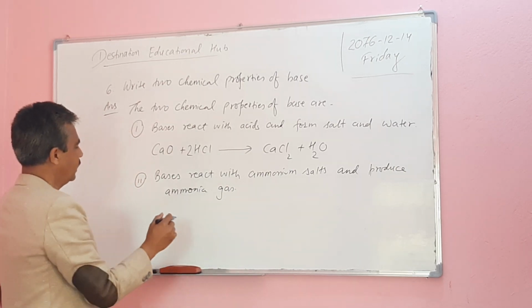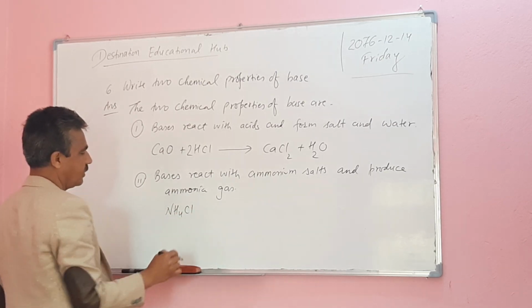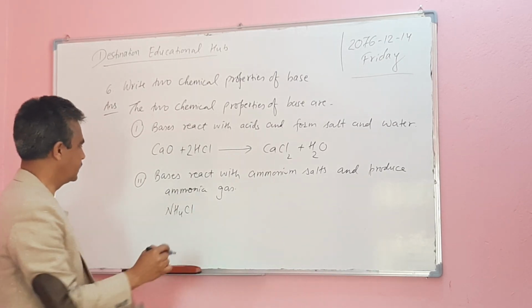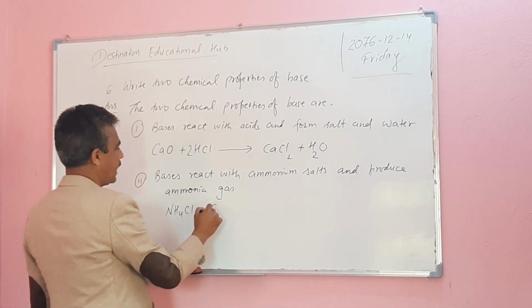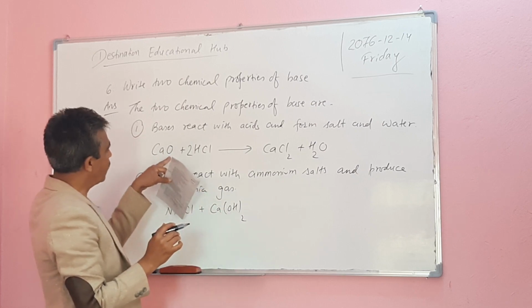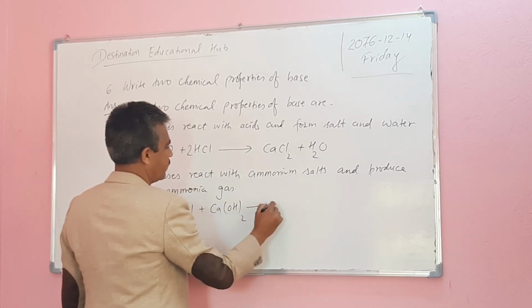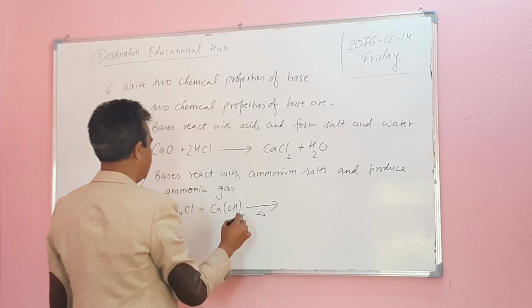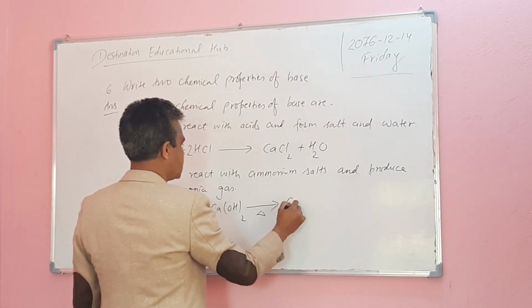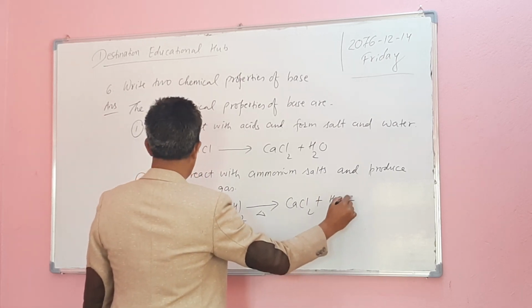Simple. NH4Cl, ammonium chloride, plus lime water, Ca(OH)2. This is also a base. Oxides of metal or hydroxide of metal is a base. When they are heated together, then we get CaCl2 plus H2O plus NH3.